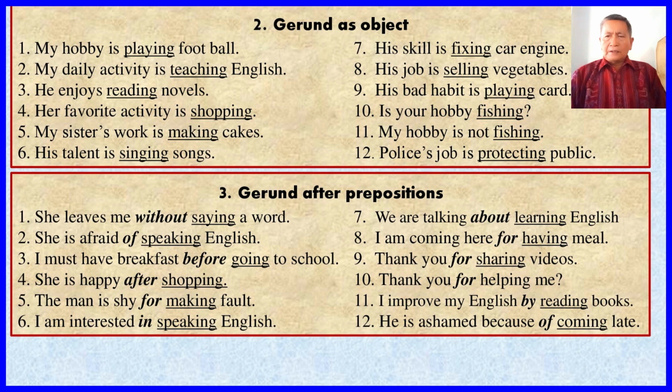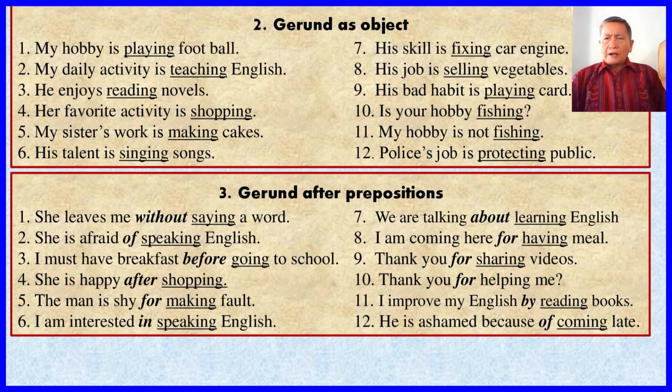7, his skill is fixing car engine. 8, his job is selling vegetables. 9, his bad habit is playing cards. 10, is your hobby fishing? 11, my hobby is not fishing. 12, police job is protecting public.